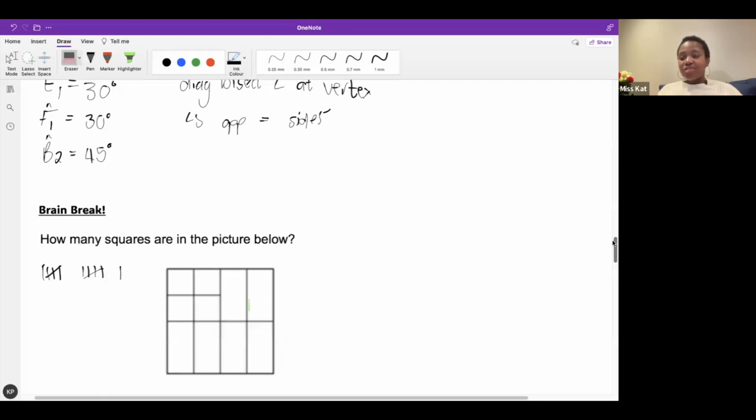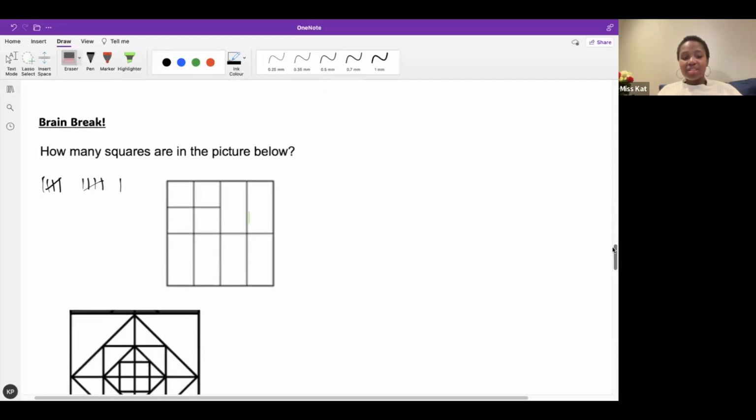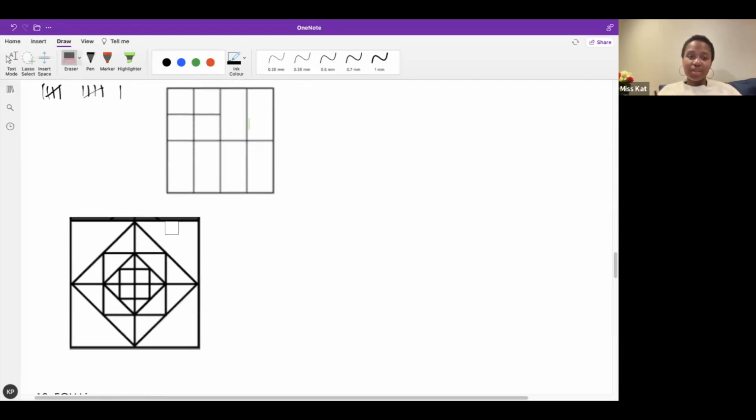Now I have a challenge for you guys. Next lesson, we're starting with this. I want you guys to tell me how many squares are in this one. How many squares are in this guy? Next lesson, this is where we're starting.